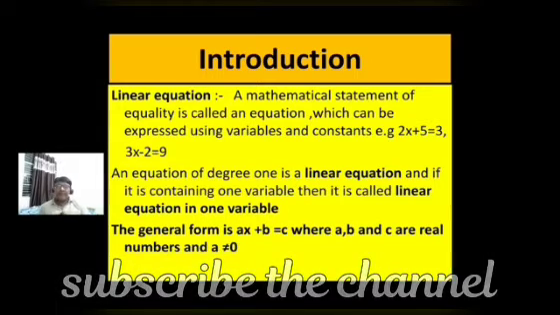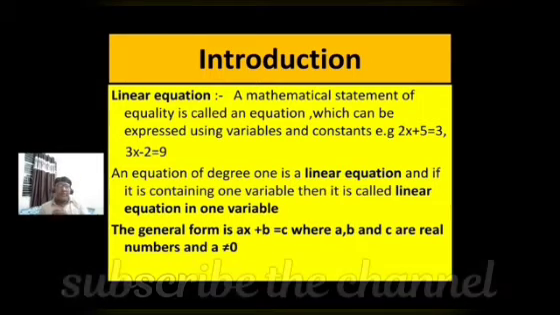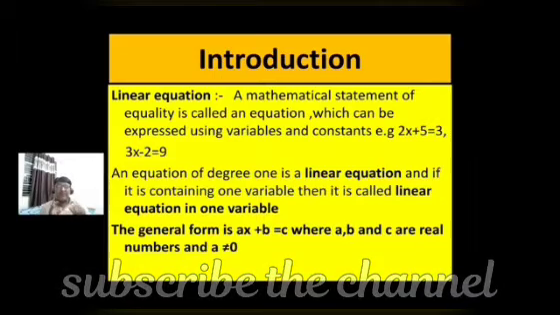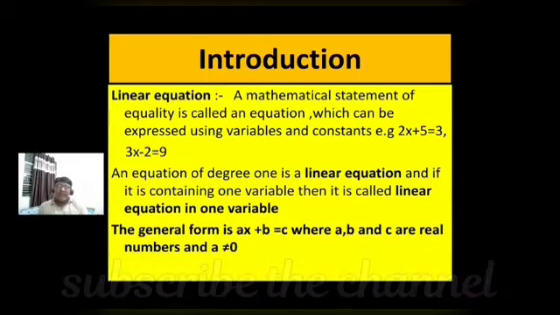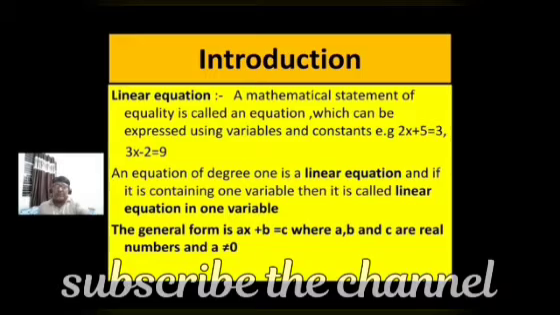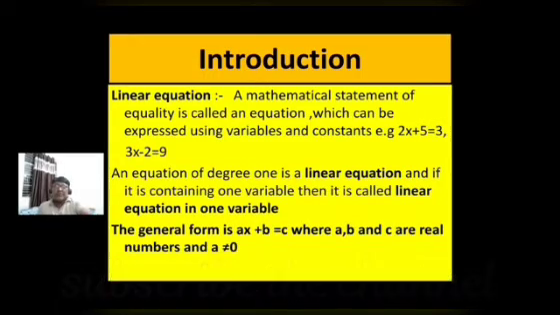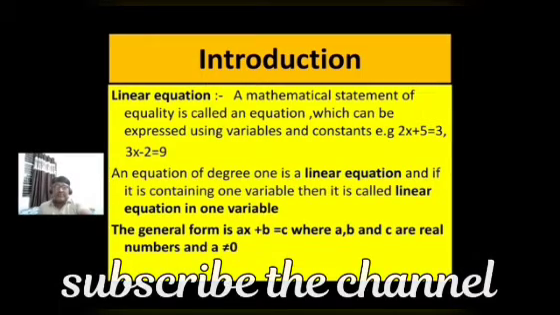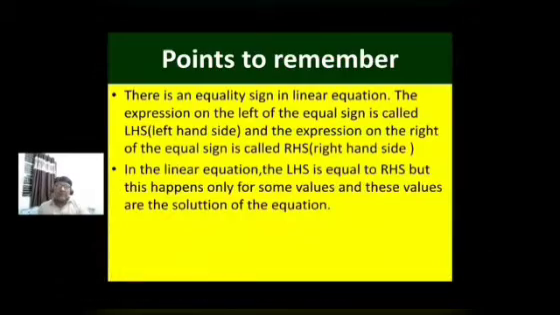And the general form of the linear equation in one variable is ax plus b is equal to c, where a, b and c are real numbers and the value of a must not be equal to 0. So, the general format is ax plus b is equal to c.